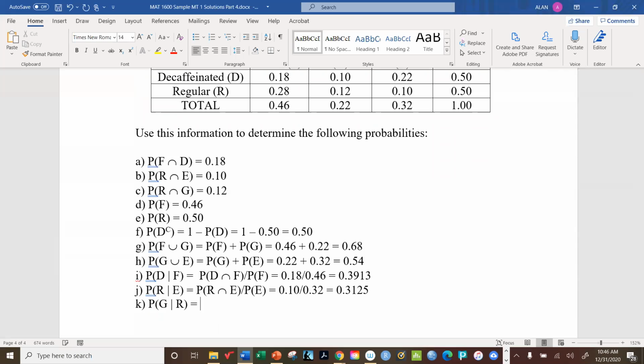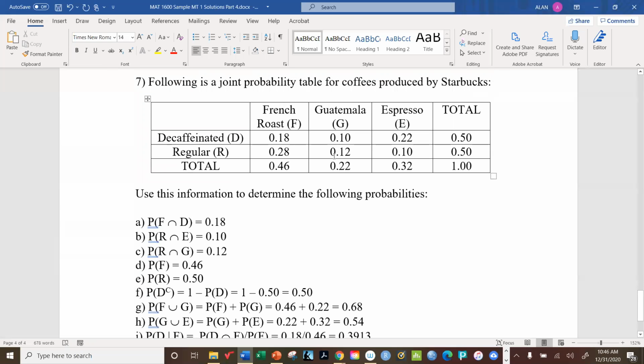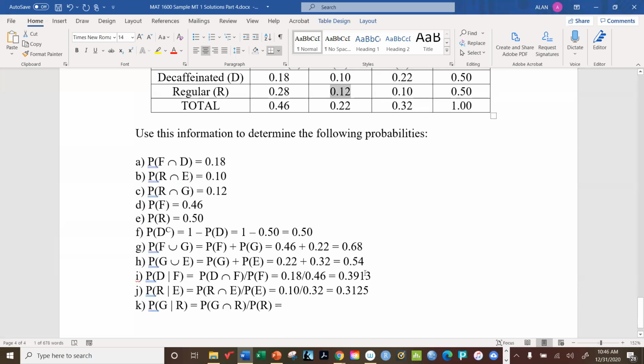Okay, and then we have one more, which means we're going to have the joint probability of G and R, which is Guatemala and regular, over the probability of regular. So G and R is right here. Regular Guatemala is 0.12. Regular is right here, 0.5. And that is equal to 0.24. Okay, so those are done.